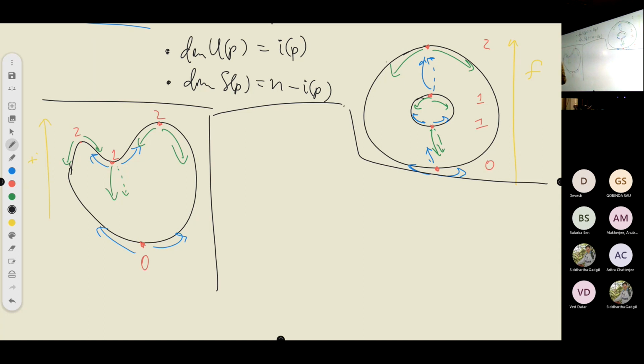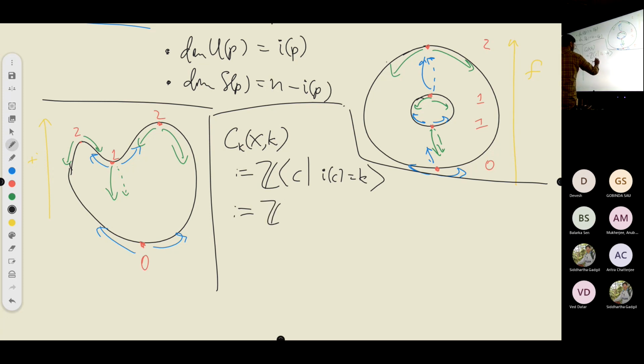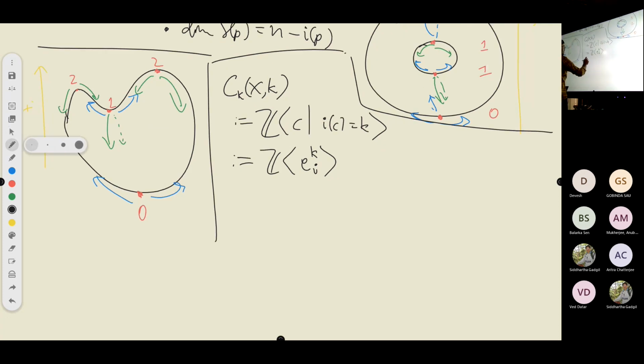Now, my chain complex that I'm going to form is going to be a free abelian group generated by critical points with index equals k. Let me use the following notation: the superscript is supposed to denote the index, and i is just some indexing variable. This is the chain complex that I want to define, and I need to tell you what the differential is.